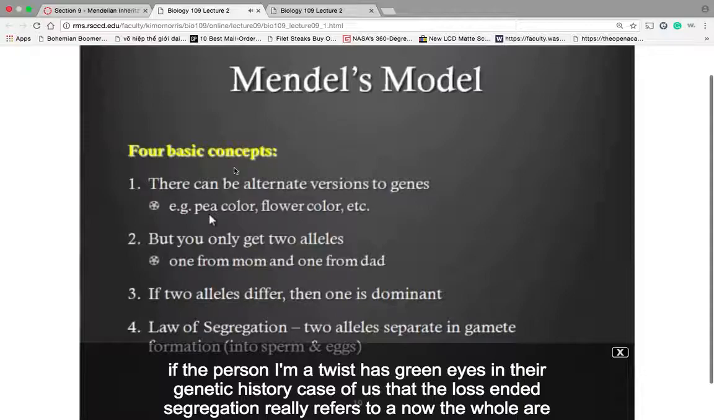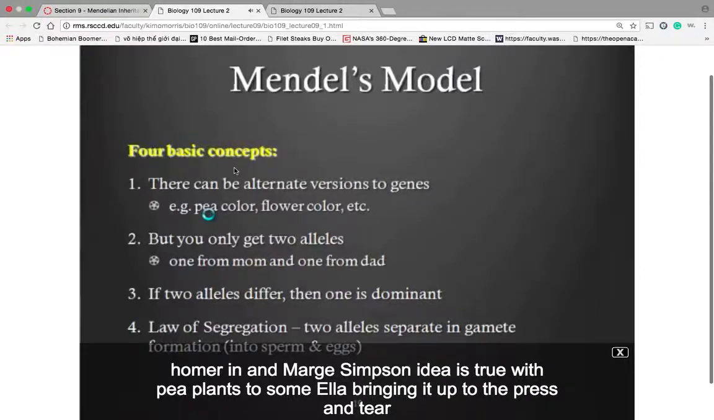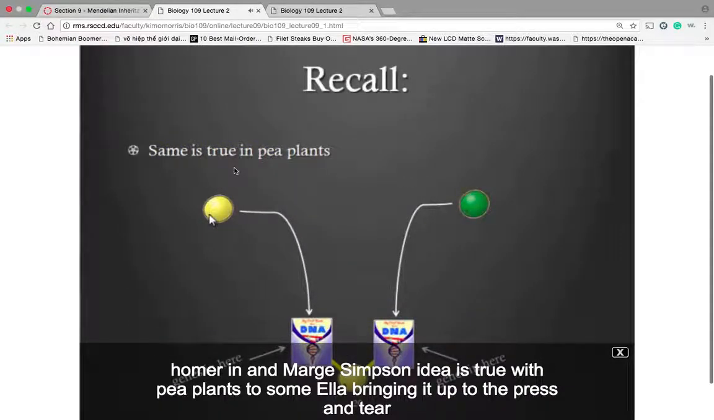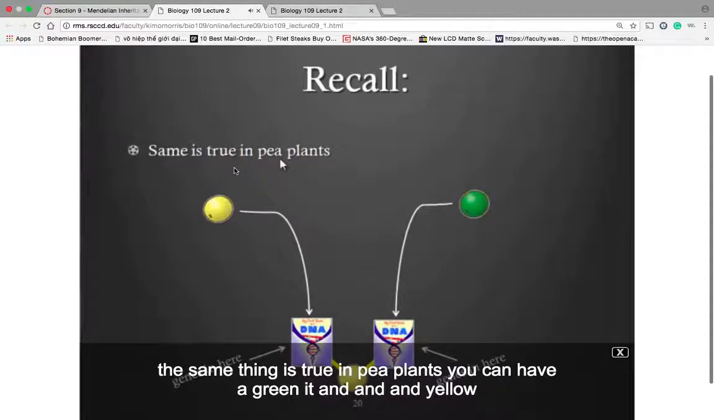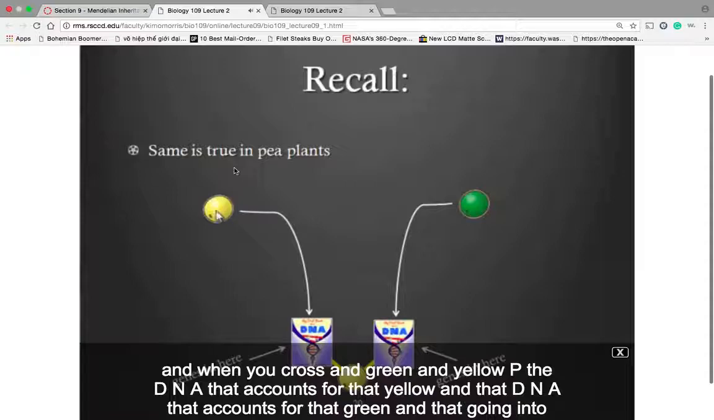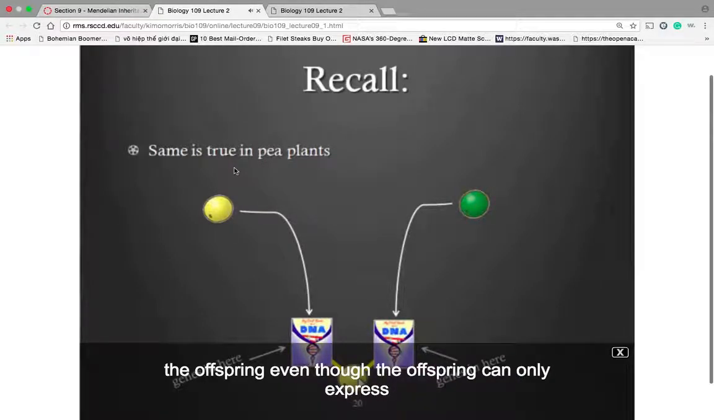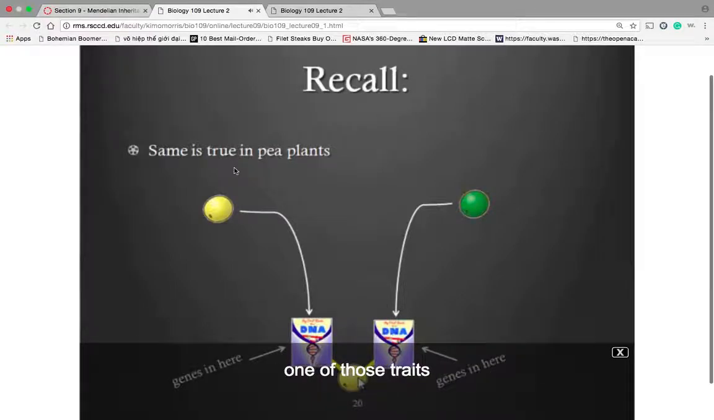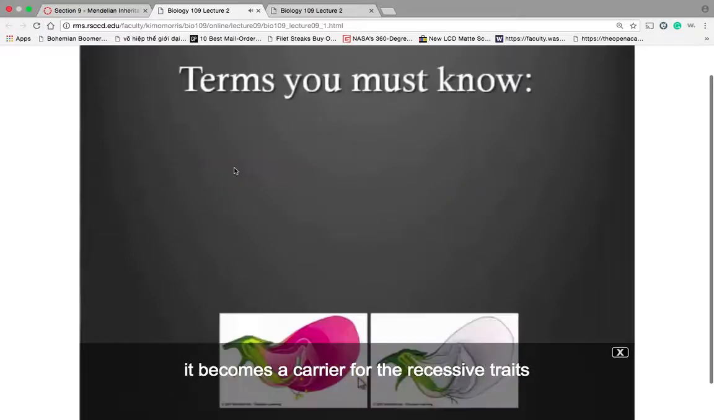And now that whole Homer and Marge Simpson idea is true with pea plants too. So now we're bringing it up to the present here. The same thing is true in pea plants. You can have green and yellow, and when you cross a green and yellow pea, the DNA that accounts for that yellow and the DNA that accounts for that green end up going into the offspring, even though the offspring can only express one of those traits. It becomes a carrier for the recessive trait.